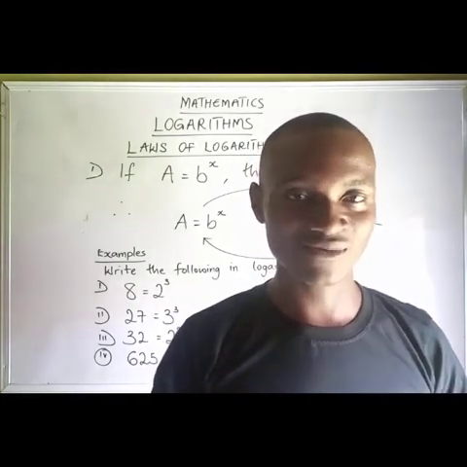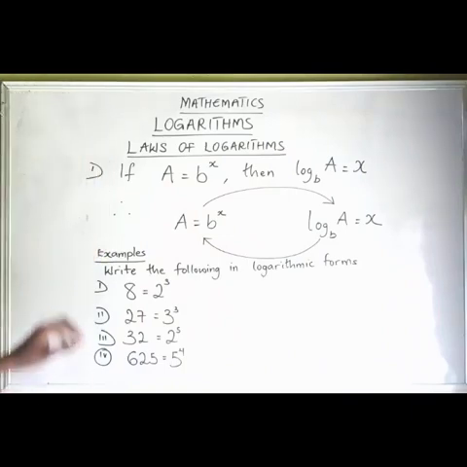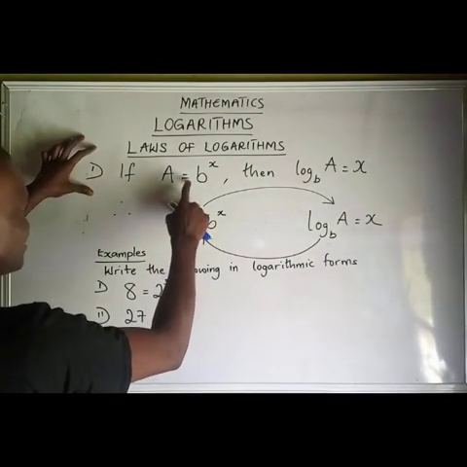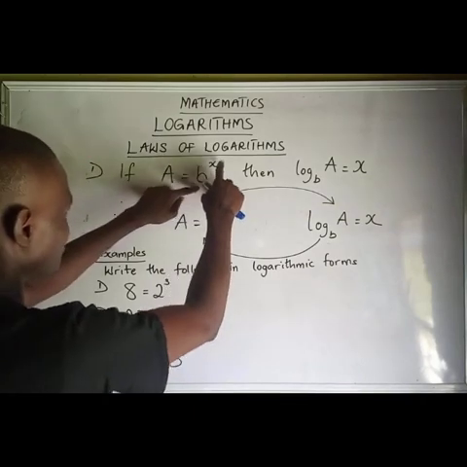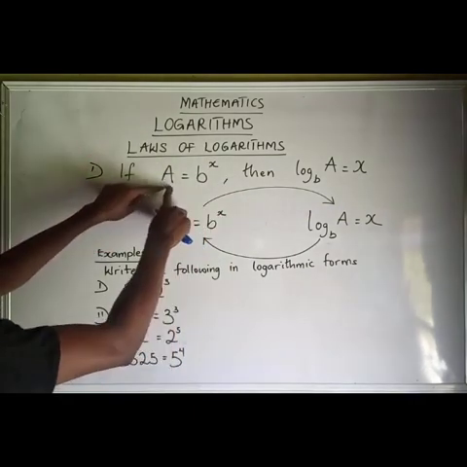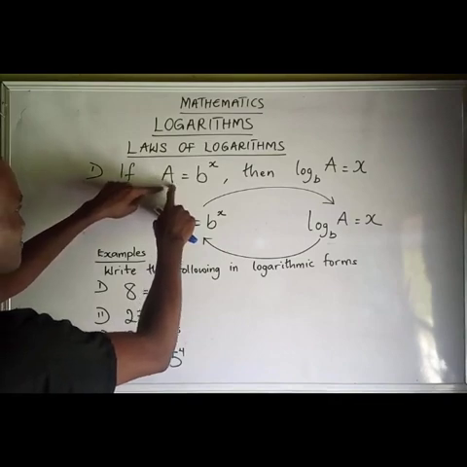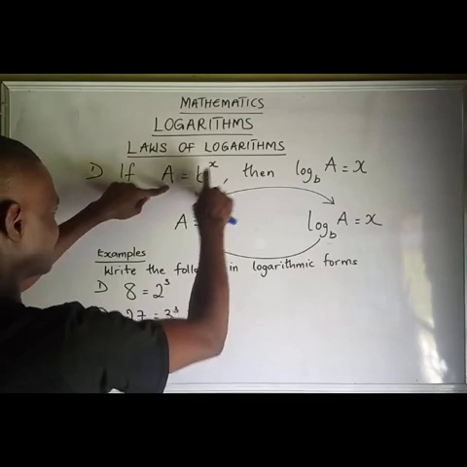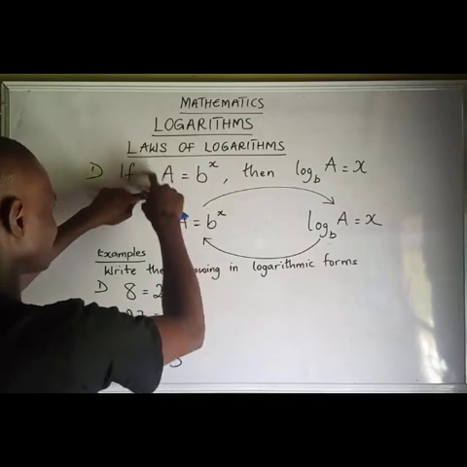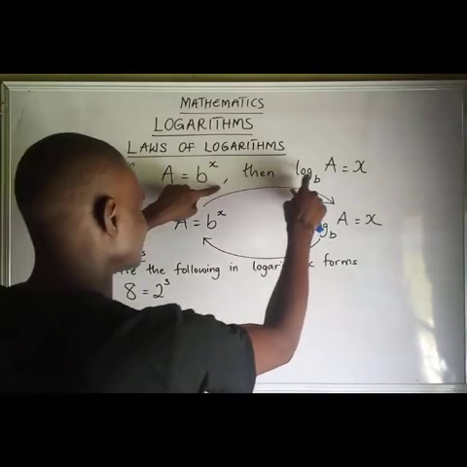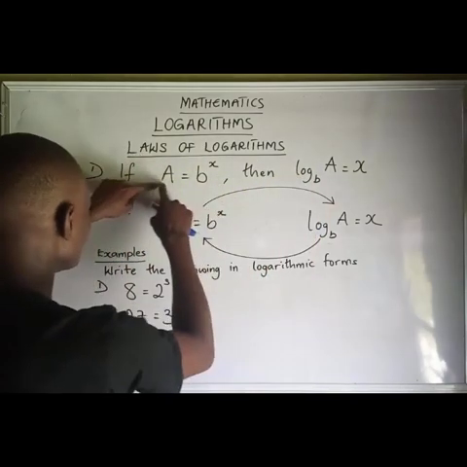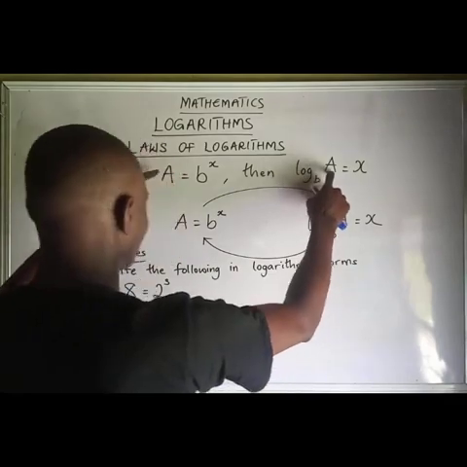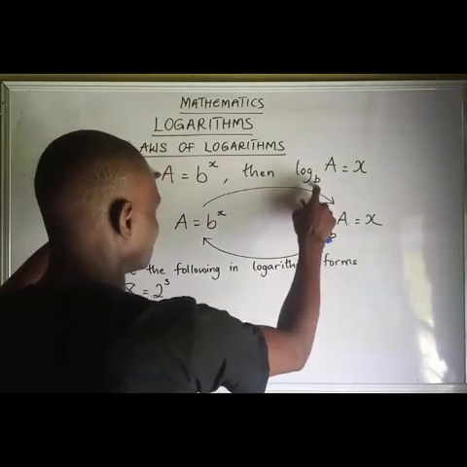Now, let's look at law 1. Law 1 says that if A is equal to b to the power of x, that is, this is a number, and I can write this number as another number to a particular power, then I can write this as: the logarithm of a to the base of b is x.